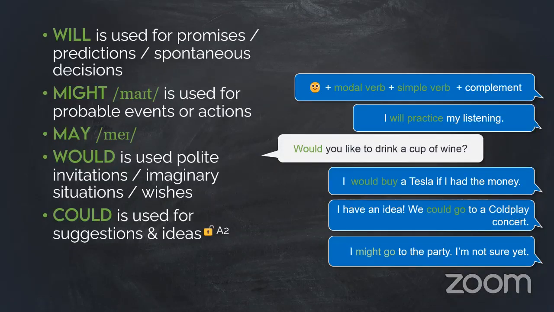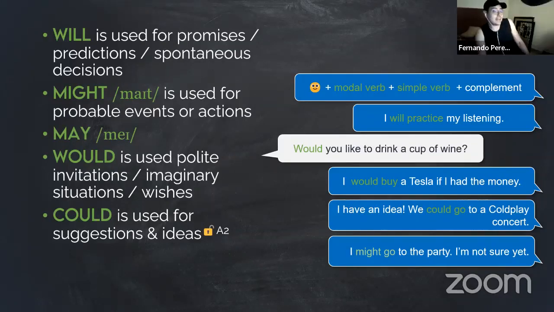Perfect. Might is used for probable events. I am not sure, because the contrary of might is going to. When I have a plan, and when I am very, very sure, I use going to. I am going to eat a hamburger on Monday.